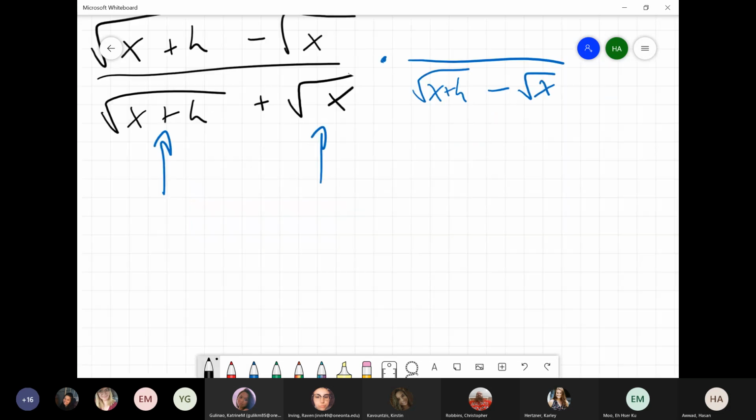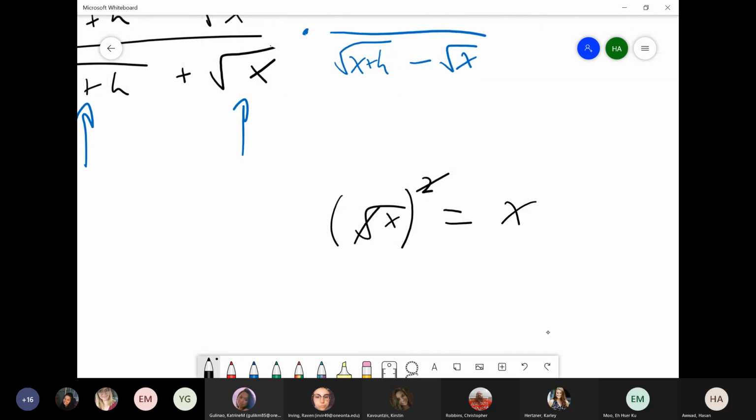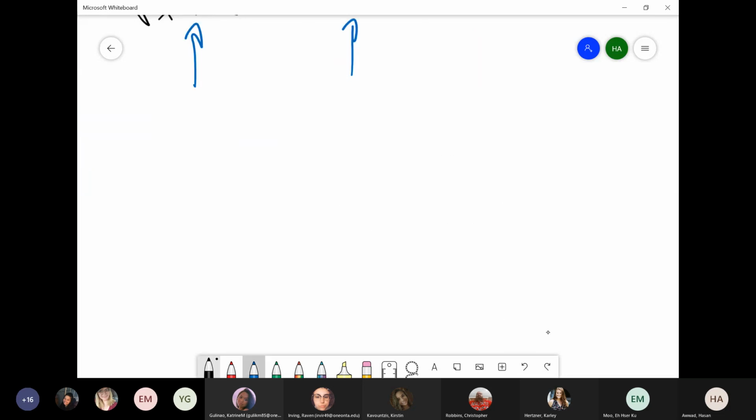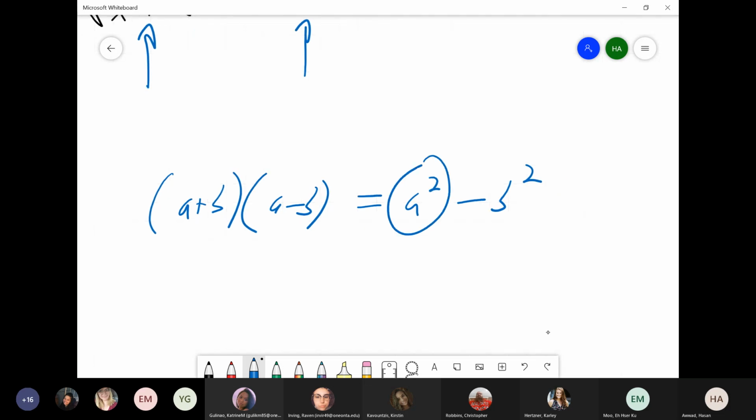If just going back, we know that if you had the square root of x squared, the square root and the square are going to cancel, and we just end up with x, right? This is essentially our goal for rationalizing. So with difference of squares, writing this out one more time, a plus b times a minus b is equal to a squared minus b squared, right? And this is our goal.